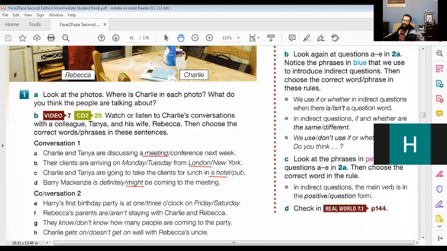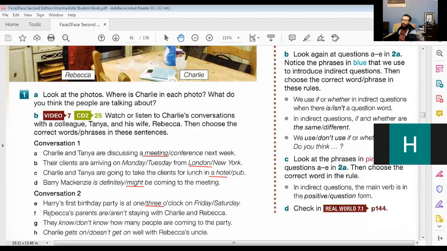And the second conversation with his wife, Harry's first birthday party is at 1 o'clock or is it at 3 o'clock? 3 o'clock. Is it on Friday or is it on Saturday? Friday. On Saturday. Friday? Her parents arrive on Friday, I think. Okay, so we're not sure. Let's leave it. Yes, parents will come on Friday. The parents are coming on Friday and the party is on Saturday. Is that what you think, Sana? Maybe, yes.